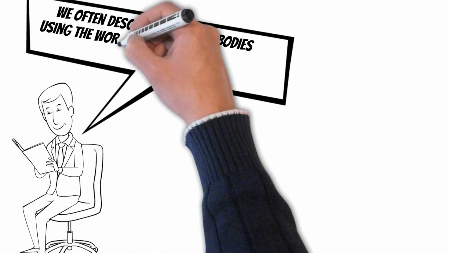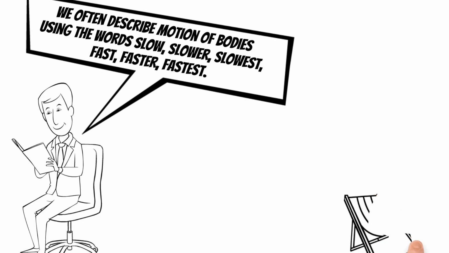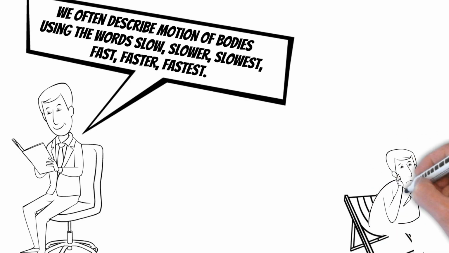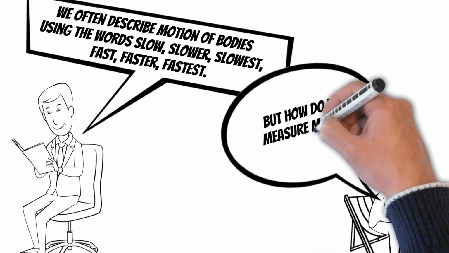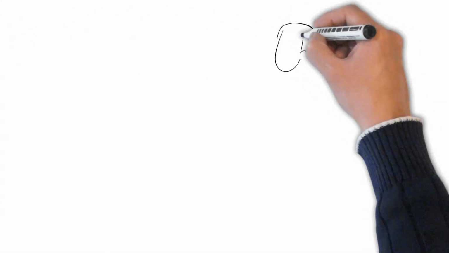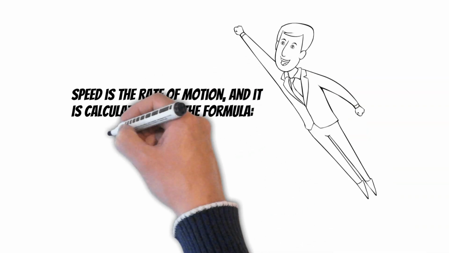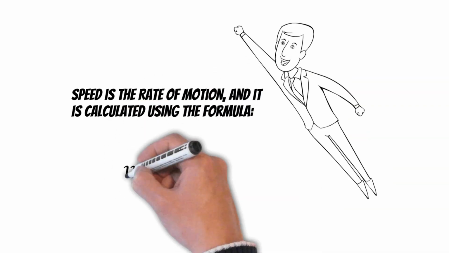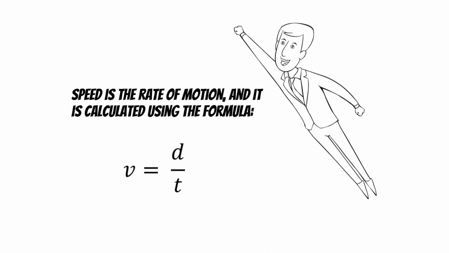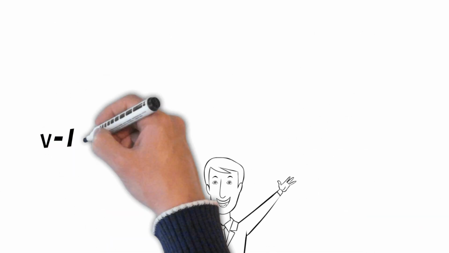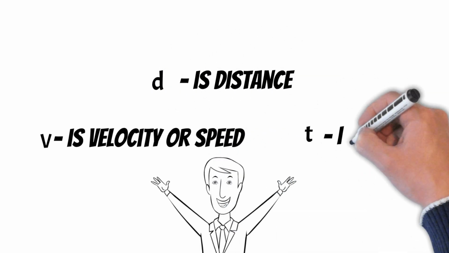We often describe motion when bodies move as slow, slower, slowest, fast, faster, and fastest. But how do we measure motion accurately? What is speed? Speed is the rate of motion and it is calculated using the formula v = d/t, where v is speed, d is the distance traveled, and t is the time of travel.